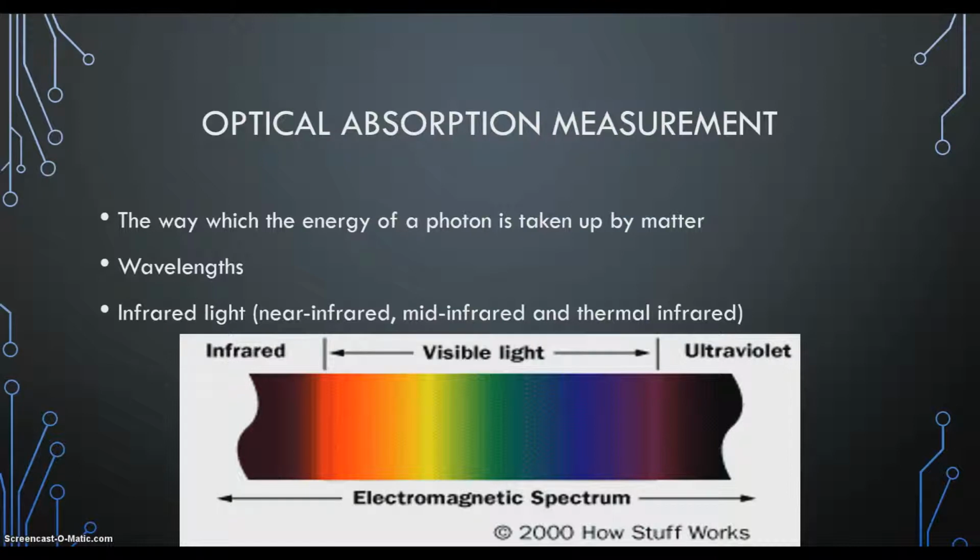Absorption of electromagnetic radiation is defined as the way in which the energy of a photon is taken up by matter. The amount of energy in a light wave is related to its wavelength. The shorter wavelengths have more energy. Infrared light is split into three categories: near infrared, mid-infrared, and thermal infrared. Near infrared has the shortest wavelengths, making it best for this experiment.